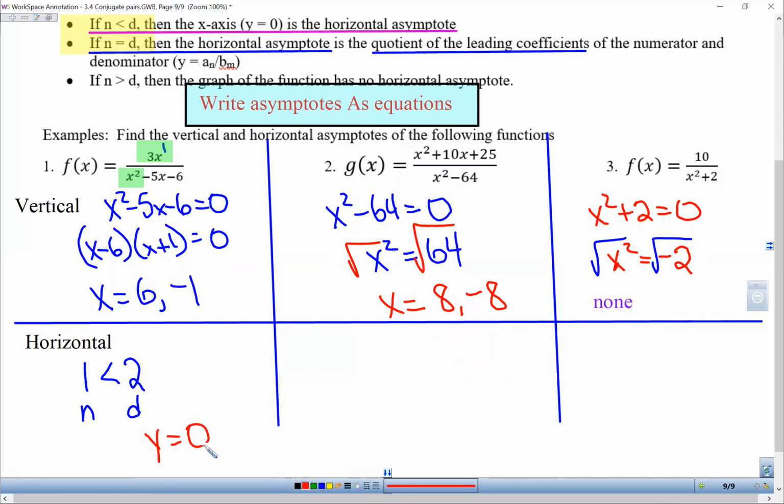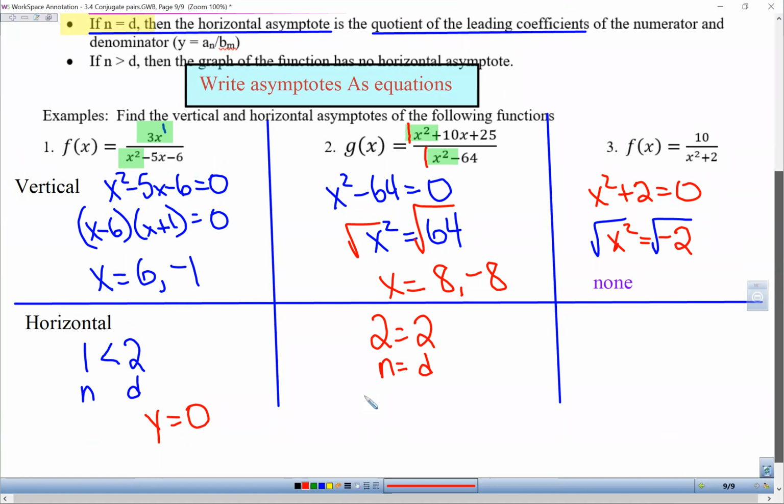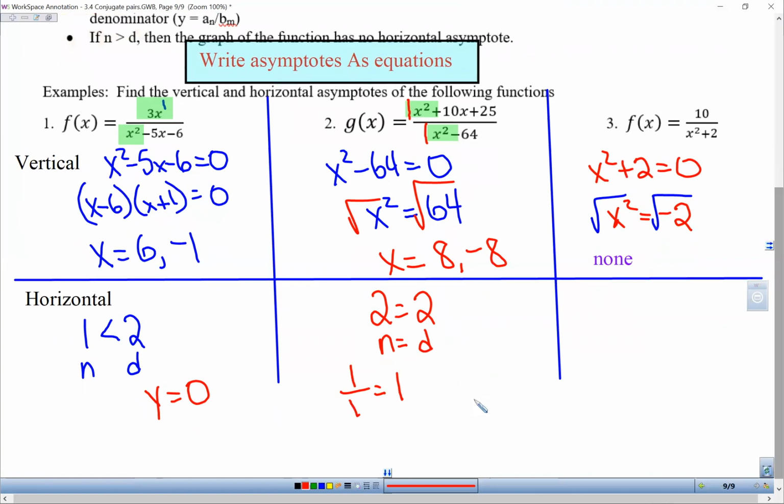Simple as that. Okay. In number 2, the numerator is 2 and the denominator is 2. So 2 is equal to 2. Numerator equals denominator. So then we're going to look at, let me scroll down a little bit so I can see it, the quotient of the leading coefficients. So the leading coefficient here is a 1. The leading coefficient here is a 1. So 1 over 1 equals 1. So our asymptote here is y equals 1.